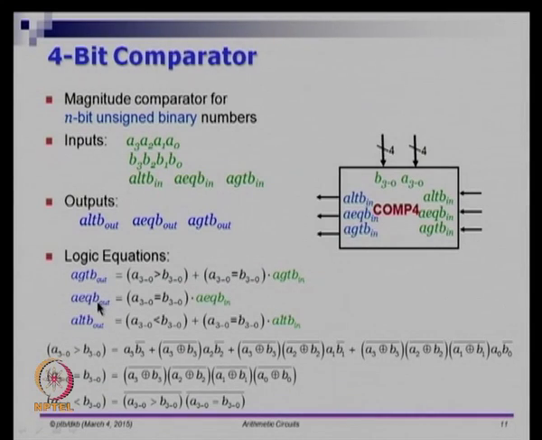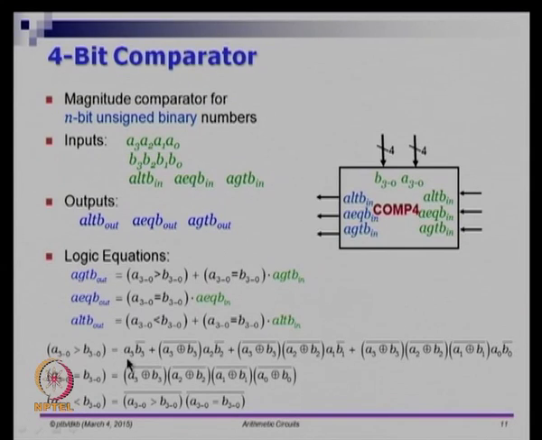Similarly, A equal to B is true only if the current stage says that all the bits are the same, and the right side also says all the bits are the same so far. A less than B is true if either A in the current stage is less than B in the current stage for this slice, or in the current slice A and B are equal, however you got A less than B from the previous stage. So these are the logical equations. If you expand it, you will get these Boolean equations.